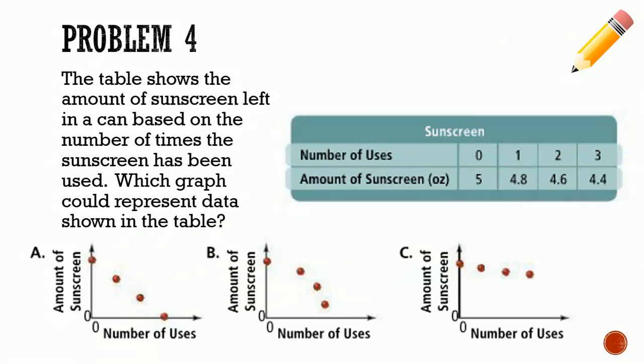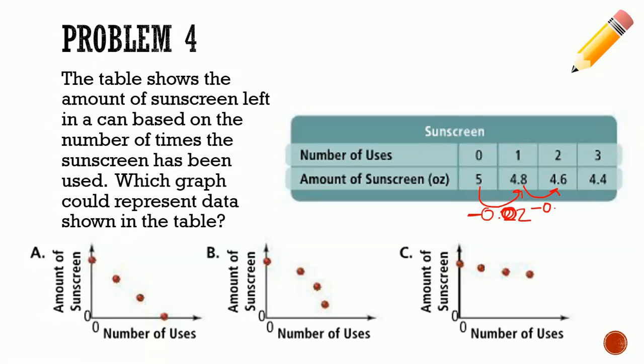Let's try it again. So I have this table that shows the amount of sunscreen left in a can based on the number of times I'm going to use it. So which graph could represent this? So let's see how much it changes each time. Well, it looks like this changed by 0.02, right? I went down, so I'm using about 0.02 of an ounce each time.